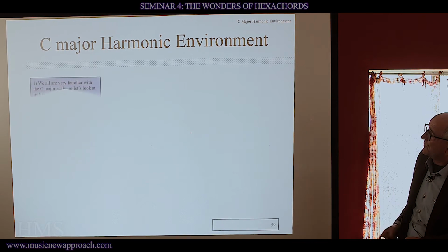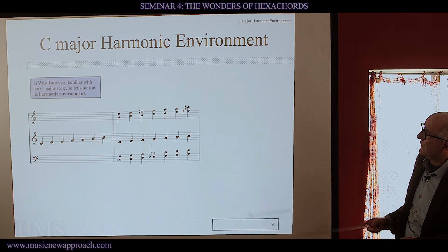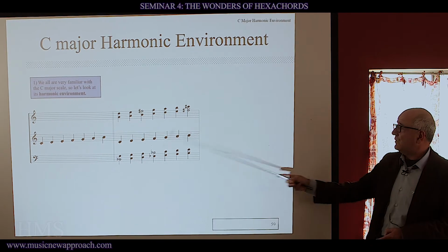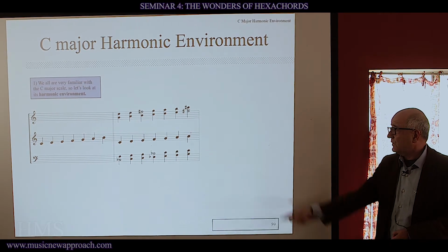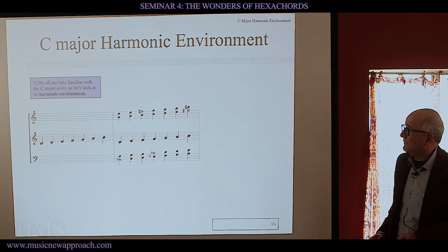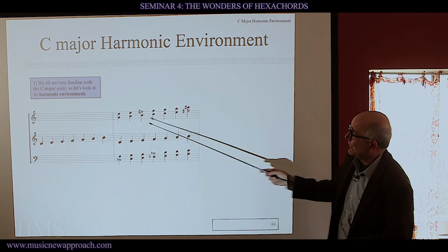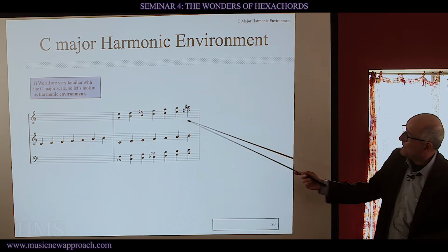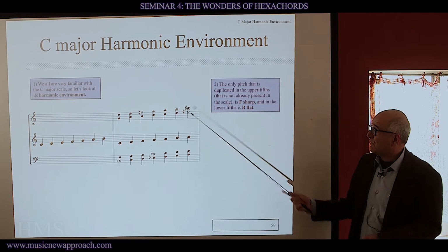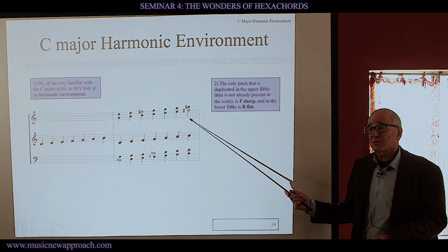Let's do it with C major. Same thing, okay? Here's the C major. We build upper fifths and lower fifths. Everybody knows the major scale, don't they? Bill knows the major scale. He said to me, Norman, I know the major scale, I don't want to hear about it anymore. I said, I'm sorry. Okay, now we have upper fifths. What's the upper fifth that gets created? We have only 1 duplicated. It's F sharp. That's the only duplicated pitch that comes.